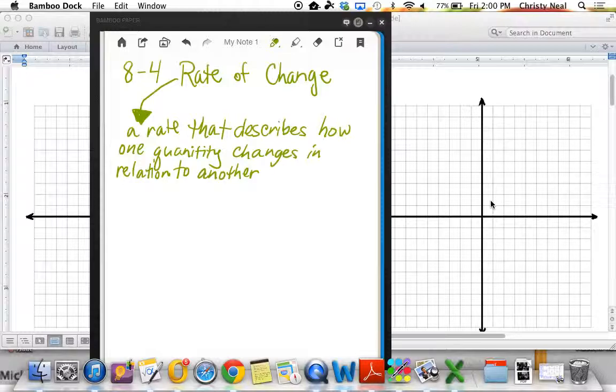So the change, the rate of change would have to do with how does it... Those of you going to band that need to go, you go ahead and go.